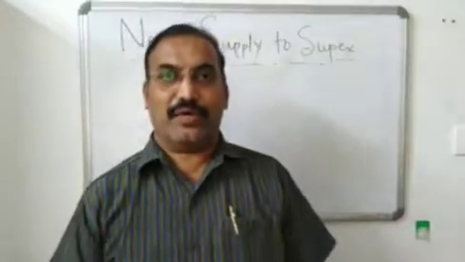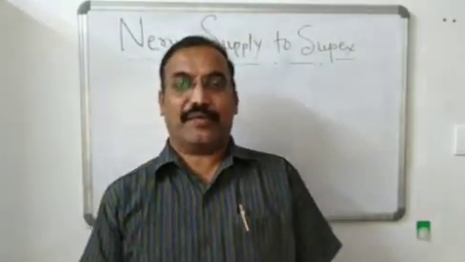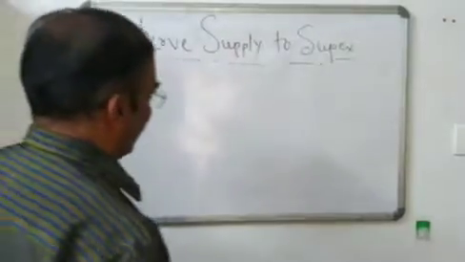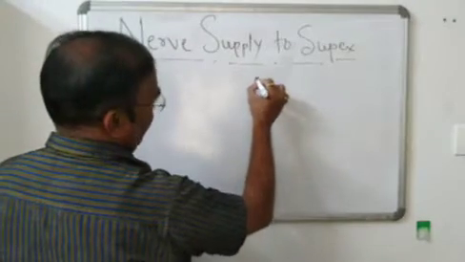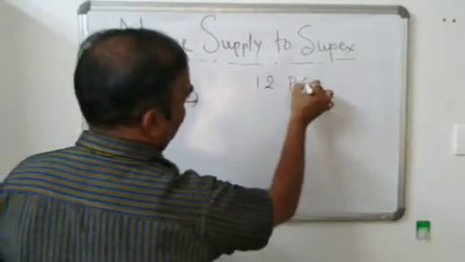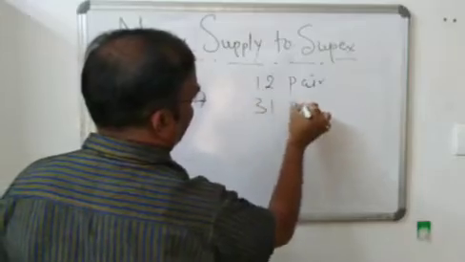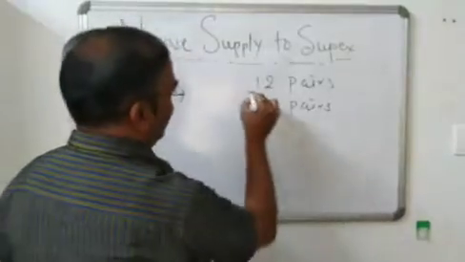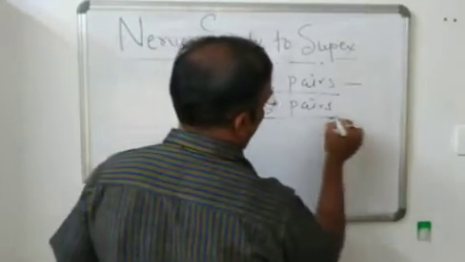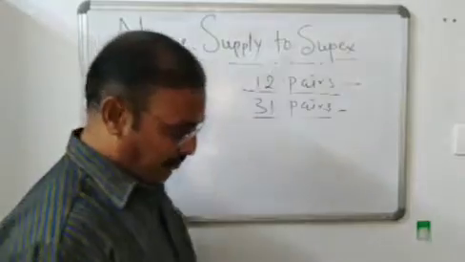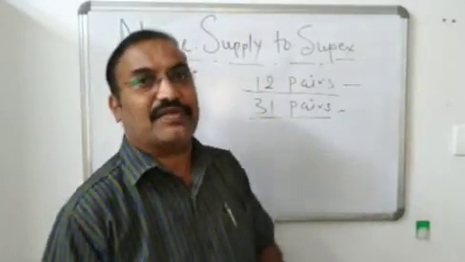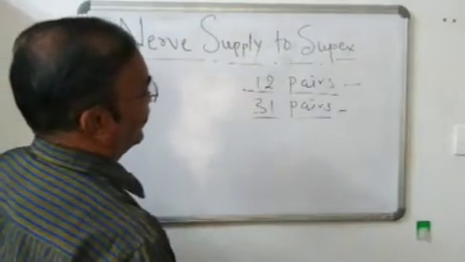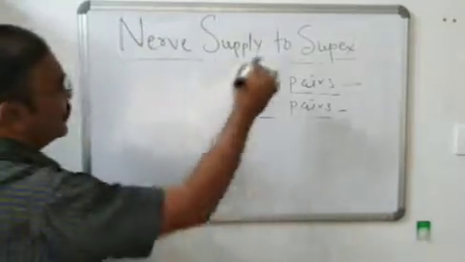Okay, so today we start with the next topic regarding superior extremity, that is nerve supply to the superior extremity. Now you know very well there are 12 pairs of cranial nerves and 31 pairs of spinal nerves present in our body. The cranial nerve arises from brain and the spinal nerve arises from spinal cord. So these nerves carry the sensation as well as the motor response to the particular organ, gland, whatever.